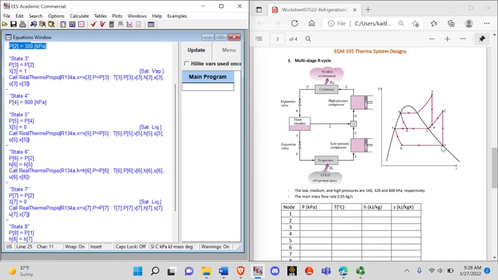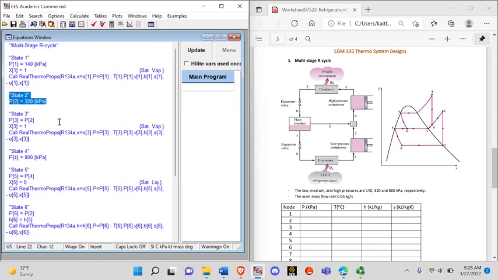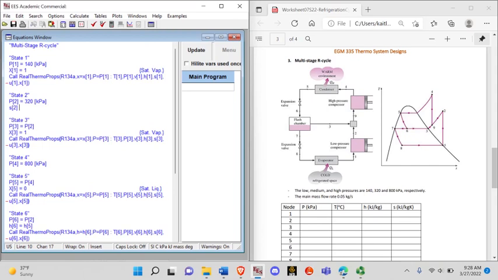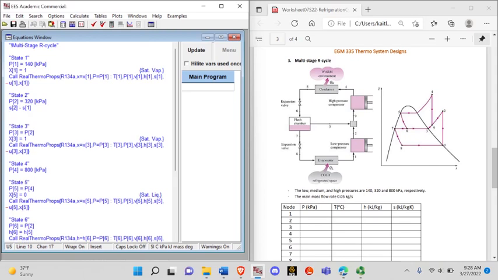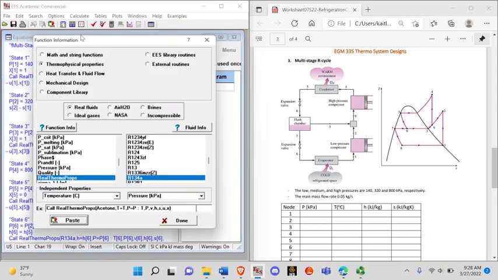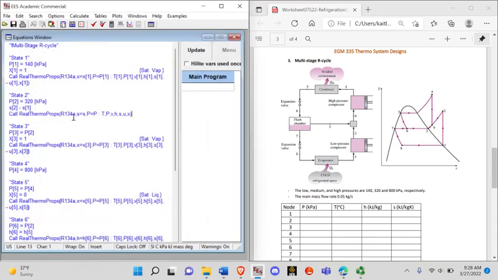Here we have specific entropy at state 1 equals specific entropy at state 2 because of the low pressure compressor. So we do have the specific entropy at state 1, so we can find state 2. So we know S2 equals S1. Options, function info, thermophysical properties, real fluids, R134A, real thermoprops. Then we have pressure and specific entropy. Paste. This is state 2.